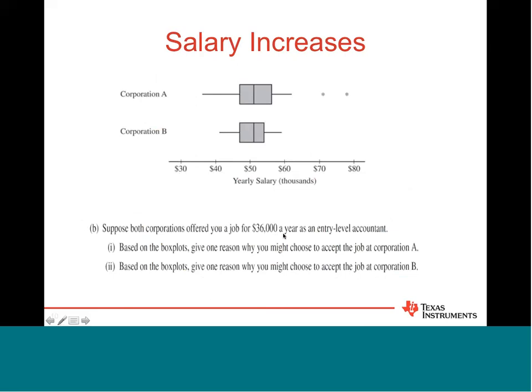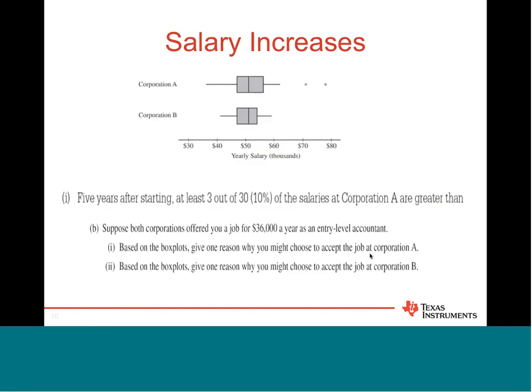So part B: suppose both corporations offered you a job at $36,000. Roman numeral 1, based on the box plots, give one reason why you might choose the job at A, and Roman numeral 2, based on the box plots, why you would accept the job at B. And notice the question is asking based on the box plots, which means you have to appeal to something statistical and graphical when you give your solution. All right, next slide, please.